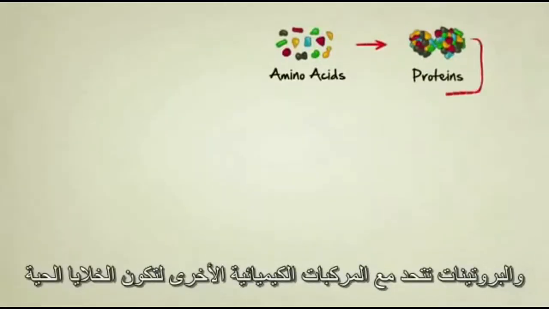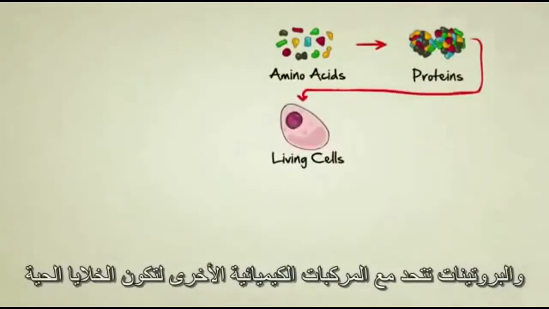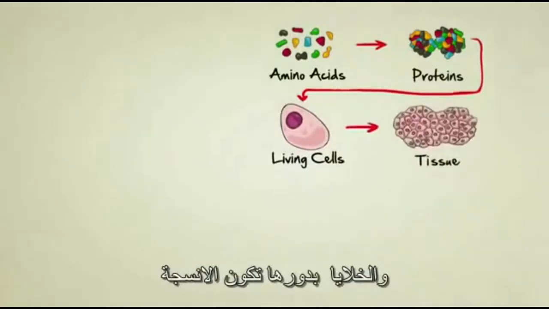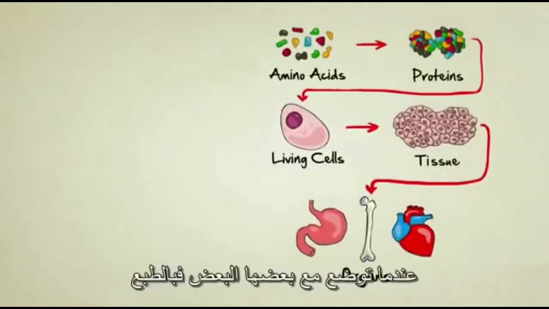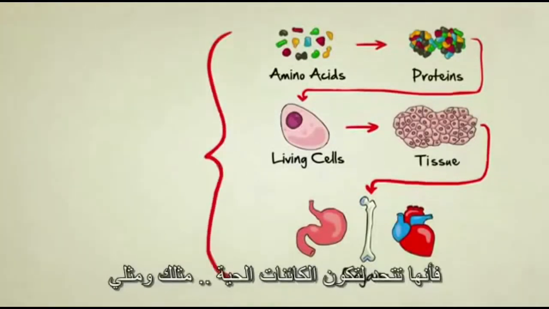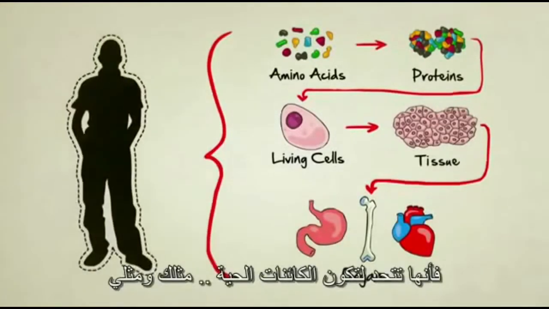Proteins, along with other chemicals, combine to form living cells. Cells make up tissues. Tissues make up organs. And organs, when they're all put together and functioning, of course, combine to form living creatures like you and me.